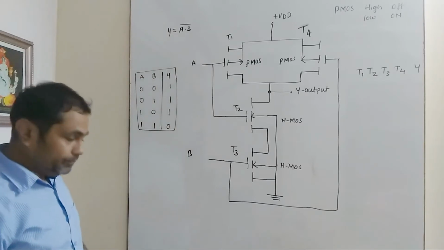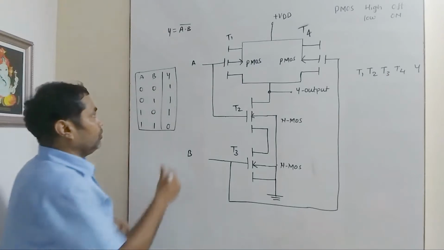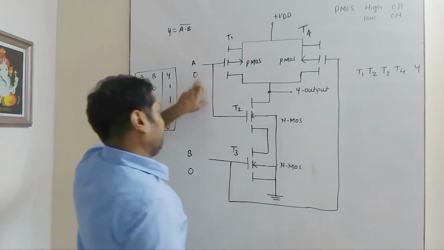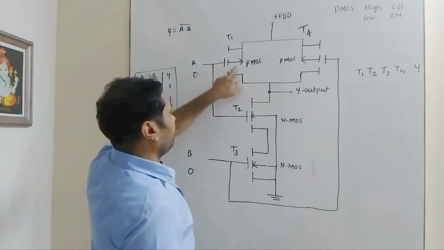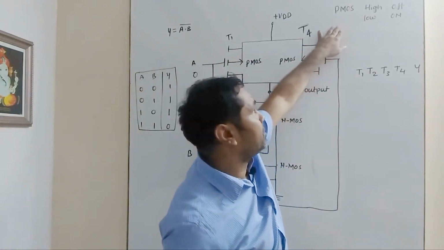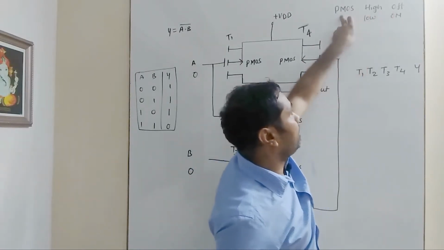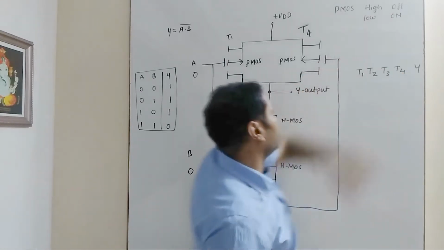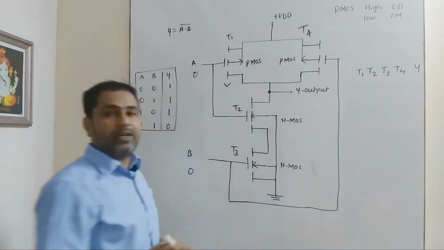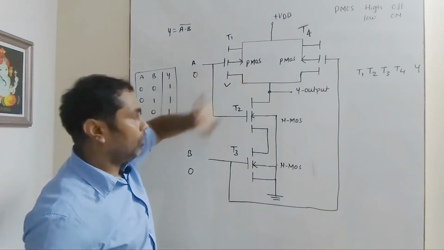We have to check this. Starting from the first condition, both the inputs are connected to low: A is connected to low and B is also connected to low. What is happening here? At the transistor T1, 0 is connected and this transistor T1 is a PMOS. We first have to remember: for a PMOS, if its gate is connected to high, it will be off, and if it is connected to low, it will be on. So here the PMOS is connected to low, so this device will be on.